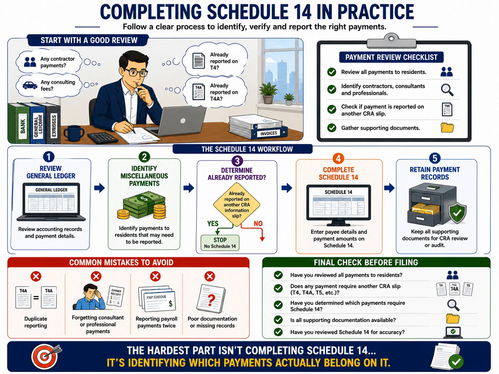There are several common mistakes to avoid. One is reporting the same payment twice by including it on Schedule 14 after it has already been reported on another information slip. Another is overlooking consultant or professional service payments that may require disclosure. Some preparers also mistakenly report payroll payments again, even though they have already been reported on employee information slips. Poor documentation is another common issue that can create unnecessary problems during a CRA review.